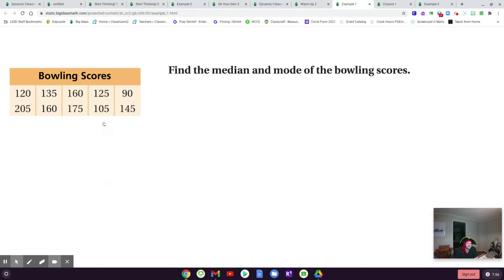Okay, so what is the mode for this set of bowling scores? And what is the median for this set of bowling scores? All right, let's go through how to do those.